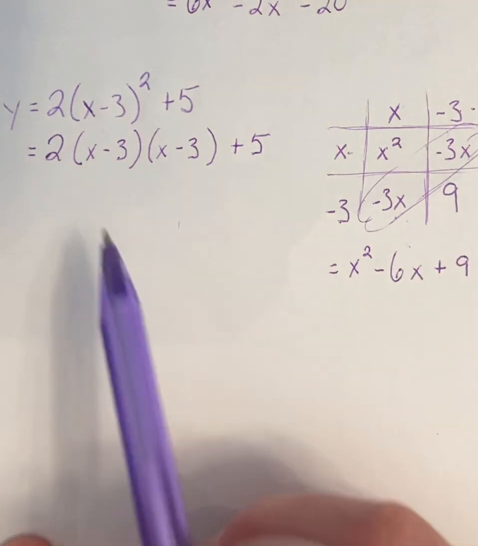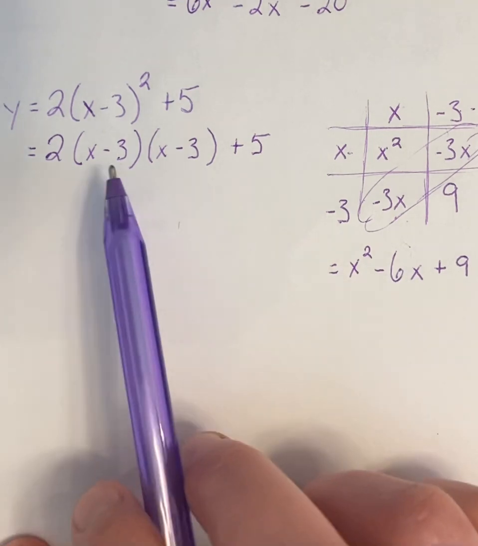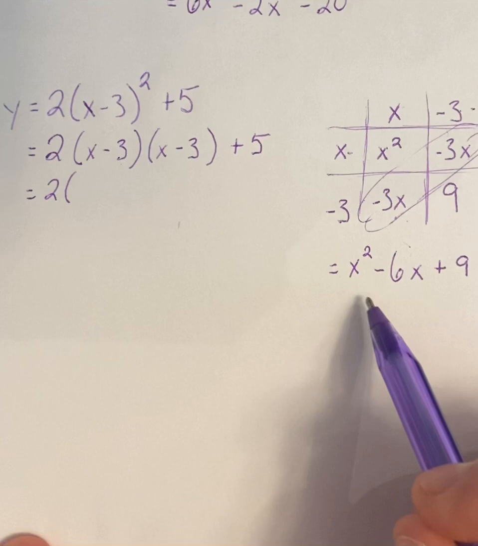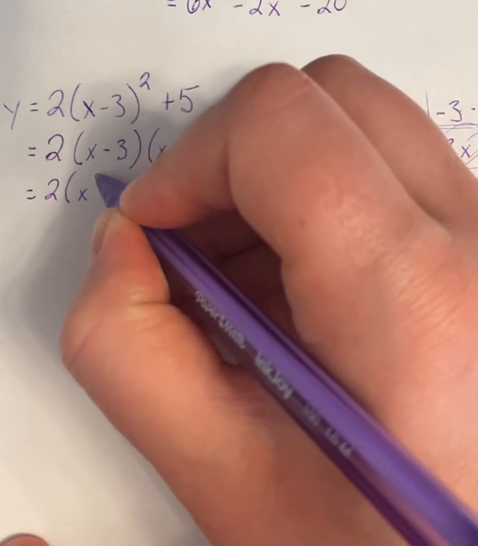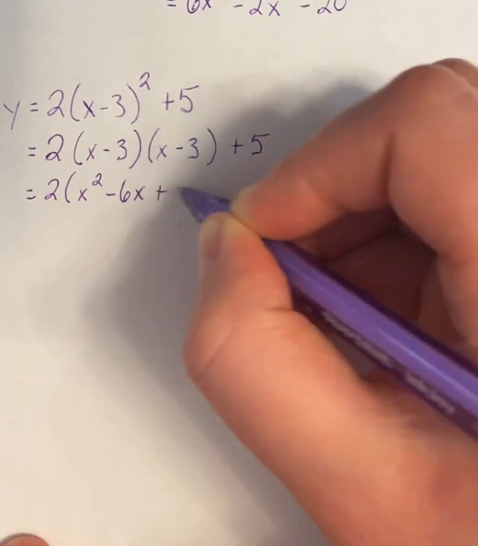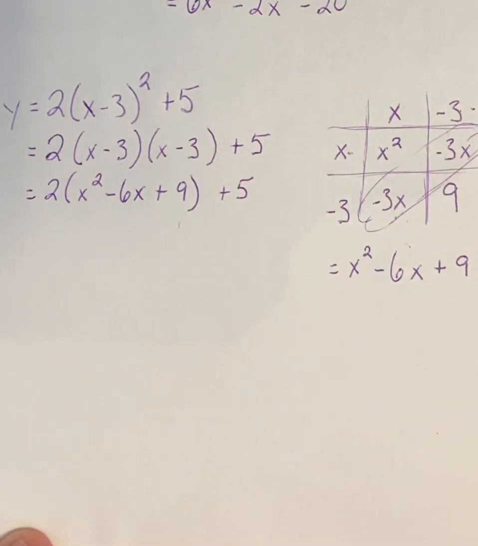So now that I know that this is the same as this, I can put this where this was. So I can write 2, and then I'll write what I have here. X squared minus 6x plus 9 plus 5. Okay? So then, now I get to do my rainbow.